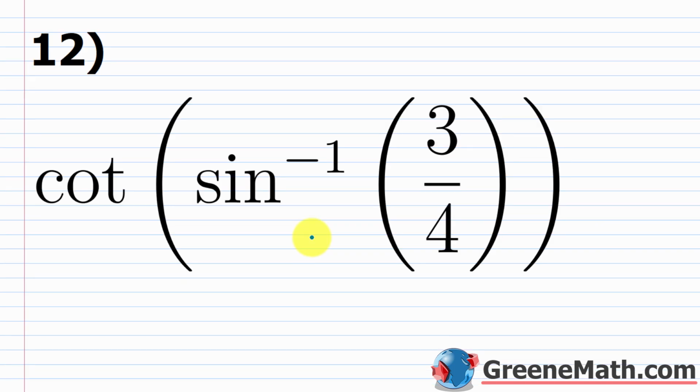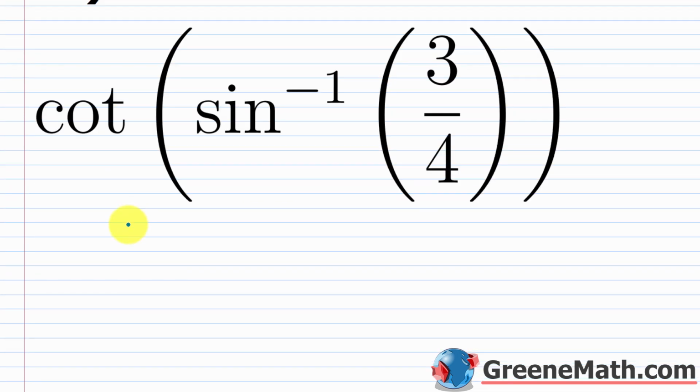All right, let's take a look at problem 12. So here we have the cotangent of the inverse sine of 3/4. So again, I'm just going to use a little substitution.